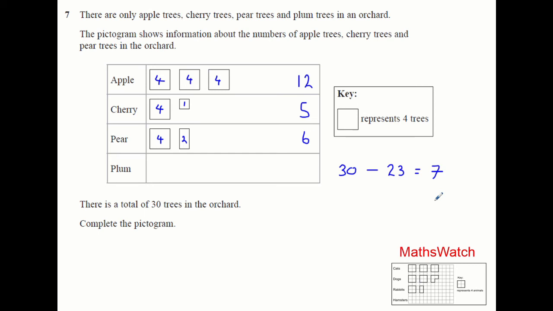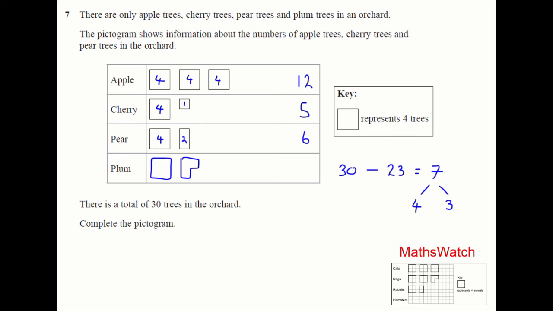Now we just need to represent that on a pictogram. The 7 can be split into a 4, so that means we're going to have a full square block, and 3 means that we're going to have part of a block. And if you look at the smaller blocks we already had, we're basically going to put these together to say that it's going to be 3/4 of a larger block, giving us a total of 7.